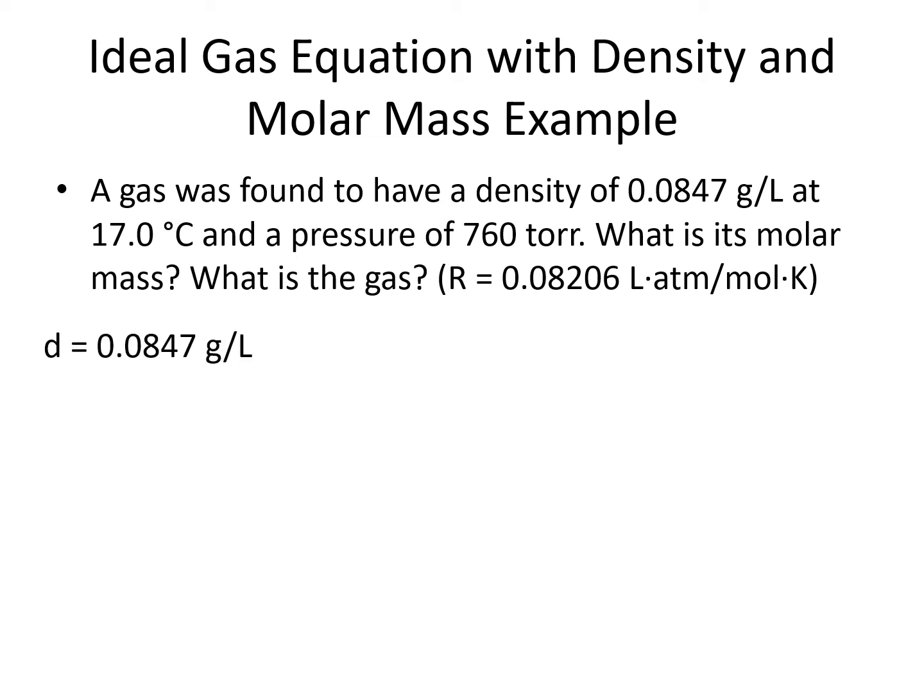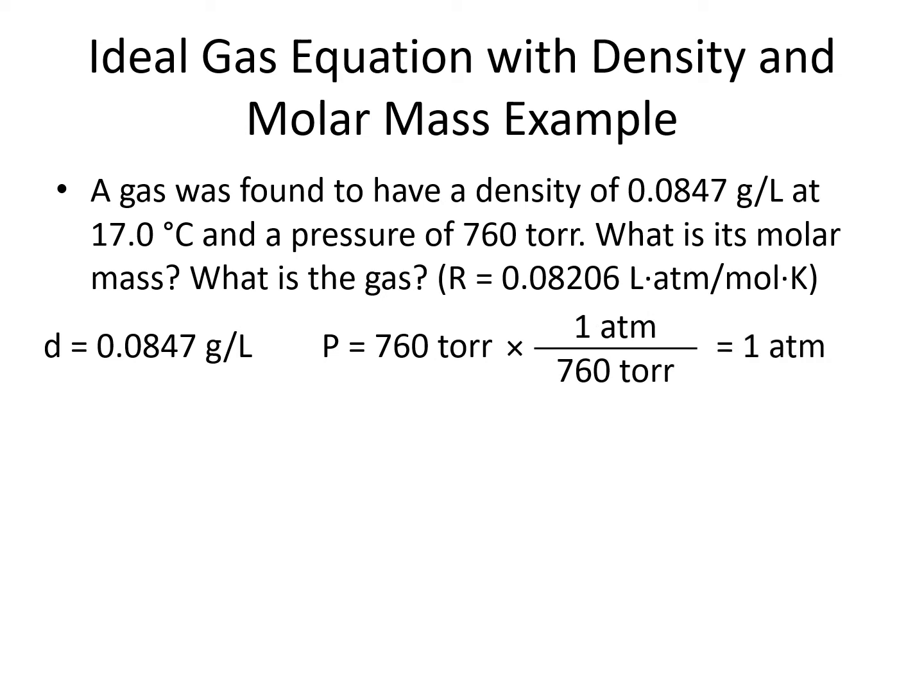Density is given to us in grams per liter, which is an appropriate unit. Pressure is given to us in torr, so we need to change it to atmospheres to match our ideal gas law constant R that has liters atmospheres per mole Kelvin. We do that by dividing by 760 and come out with 1 atmosphere. We need to change temperature to Kelvin, so we take 17 degrees Celsius, add 273.15, and that gives us 290.15 Kelvin.